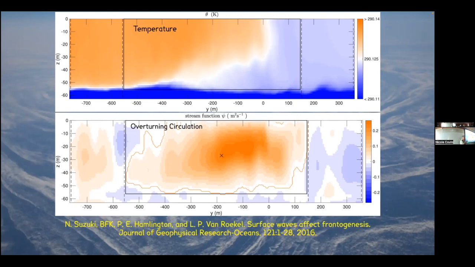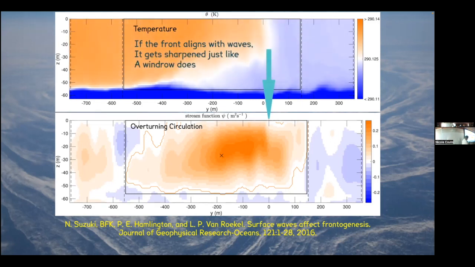If you take the same force that pushes the Langmuir cells down, it's part of that vortex tilting that I talked about, and you think about the vorticity of that larger front getting tilted over by the same mechanism, where does it go? It goes right there, right at that sharp point, right at the front of the front. So if the front aligns with waves, it gets sharpened, just like a Langmuir-Selle windrow does. And so it gets stronger still.